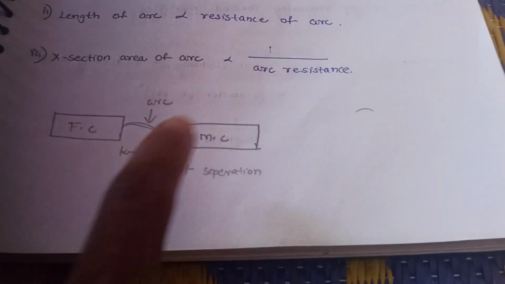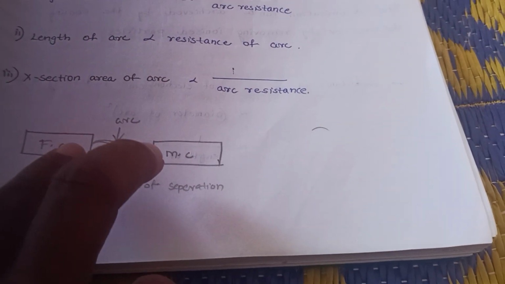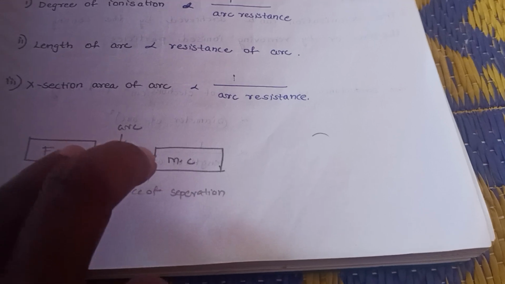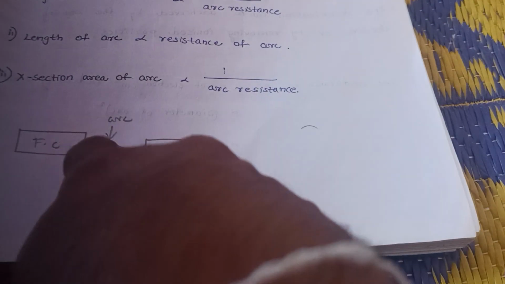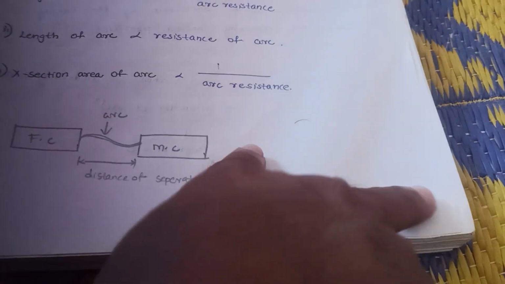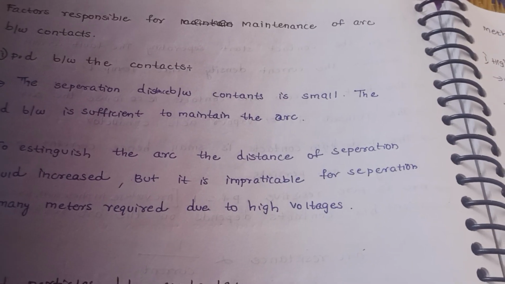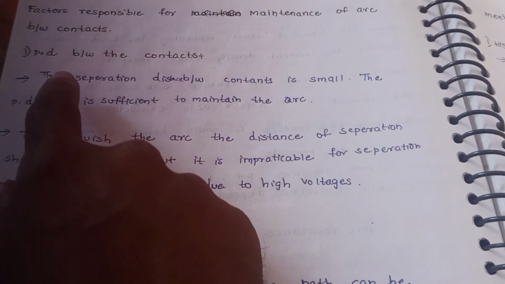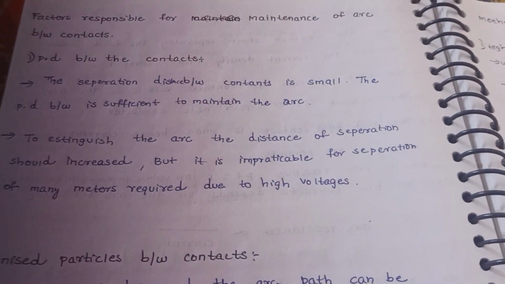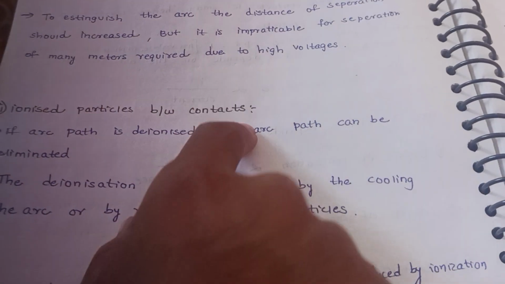Here the fixed contact and moving contact are separated by a distance, and the arc persists between the two contacts. Next, the factors responsible for maintaining the arc between the contacts are the potential difference between the contacts and the ionized particles between the contacts.